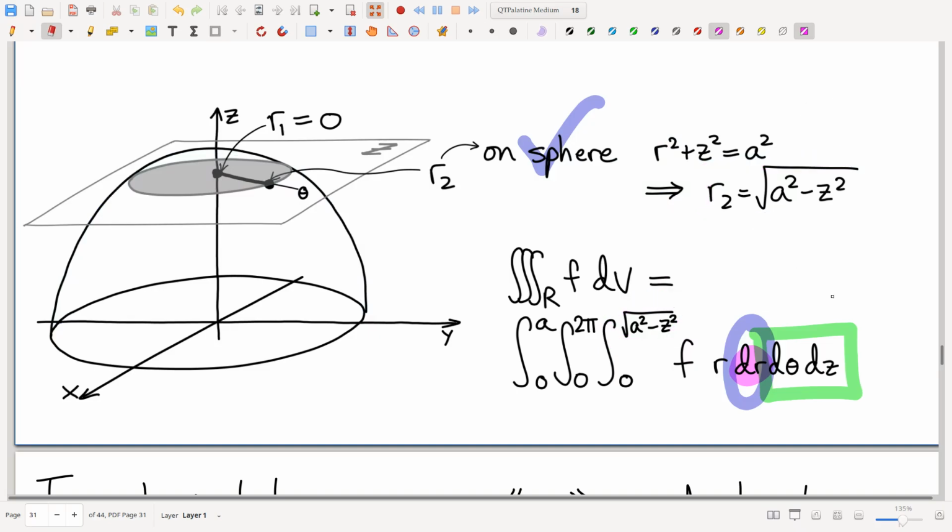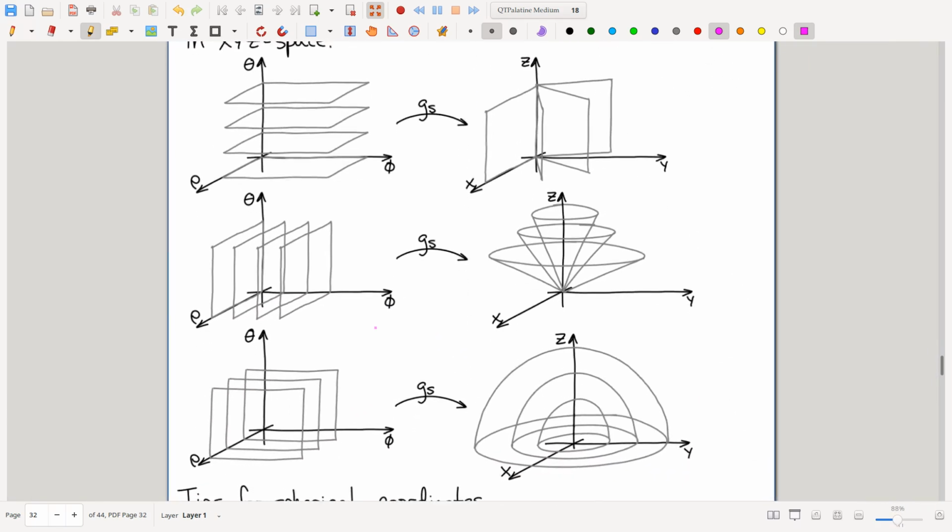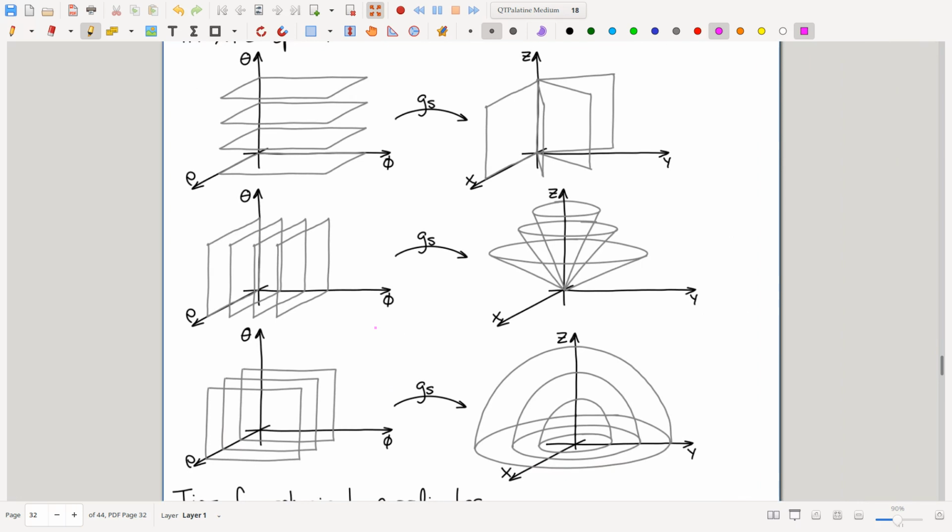Okay, so cylindrical being so much like polar, I feel like we don't need to spend as much time on this as we do on spherical coordinate integrals. So we're going to move now to spherical coordinate integrals. Same deal, change of variables, pull back, slices seen in the XYZ space. Structurally, strategically, it's all the same ideas. What those slices look like, though, gets a little bit weirder.